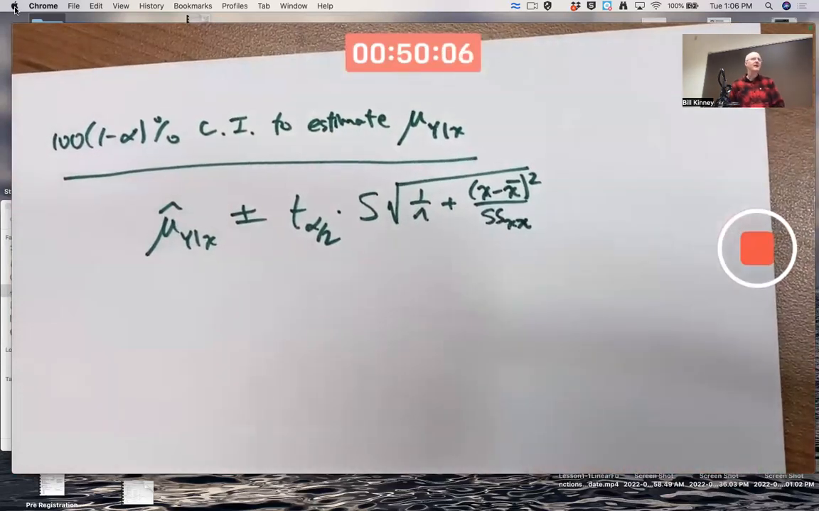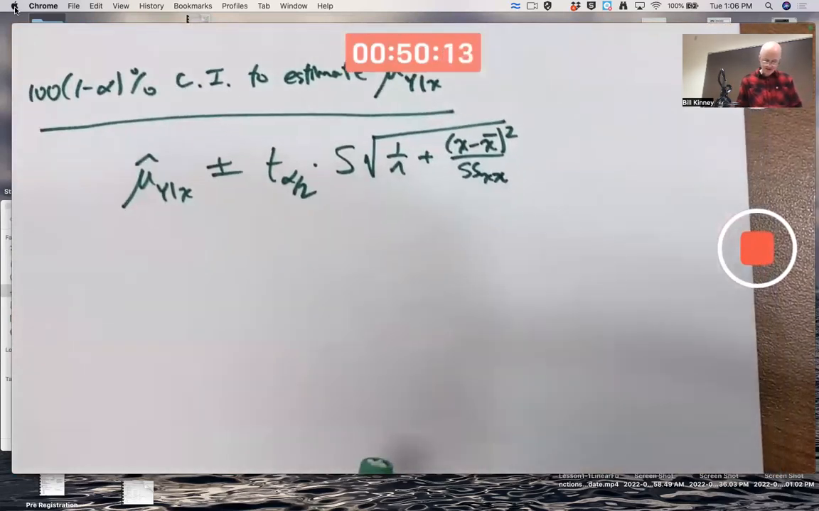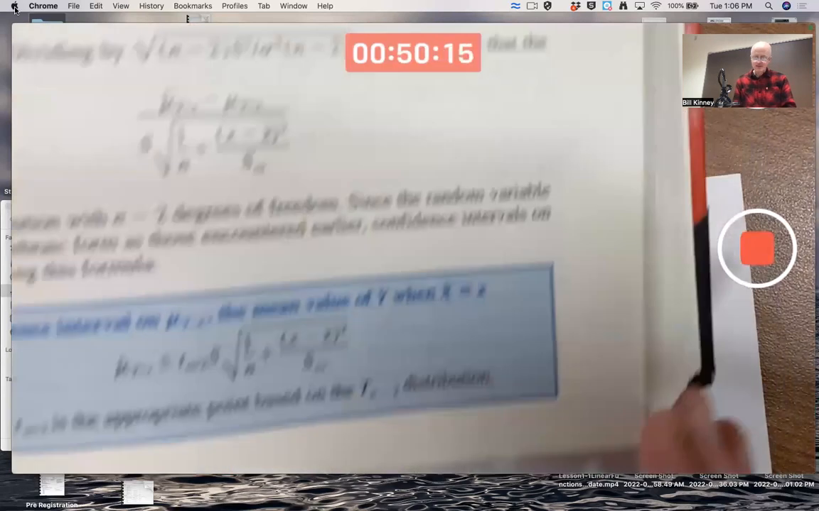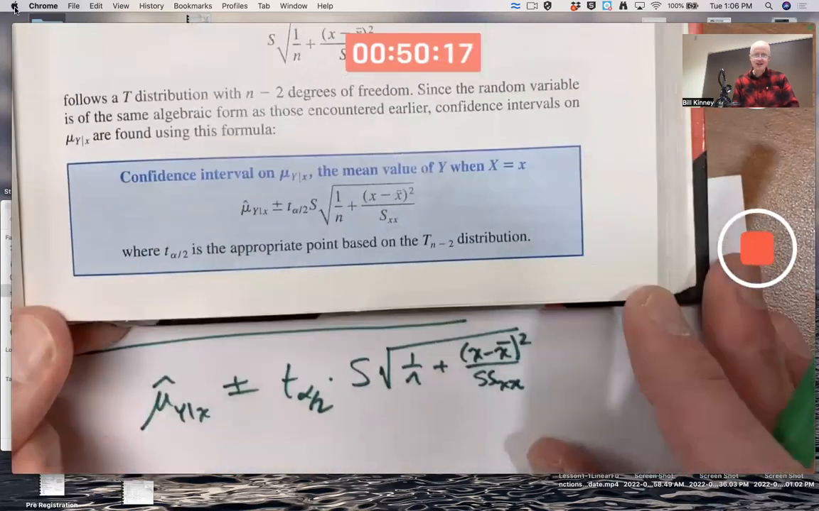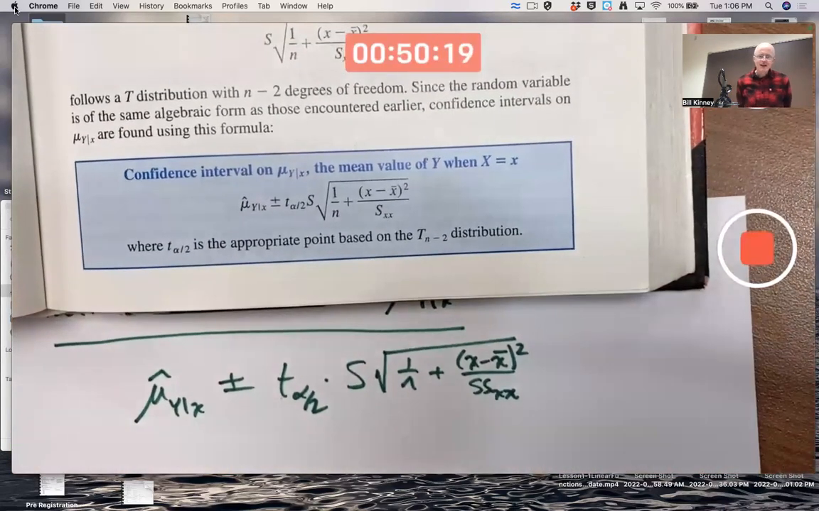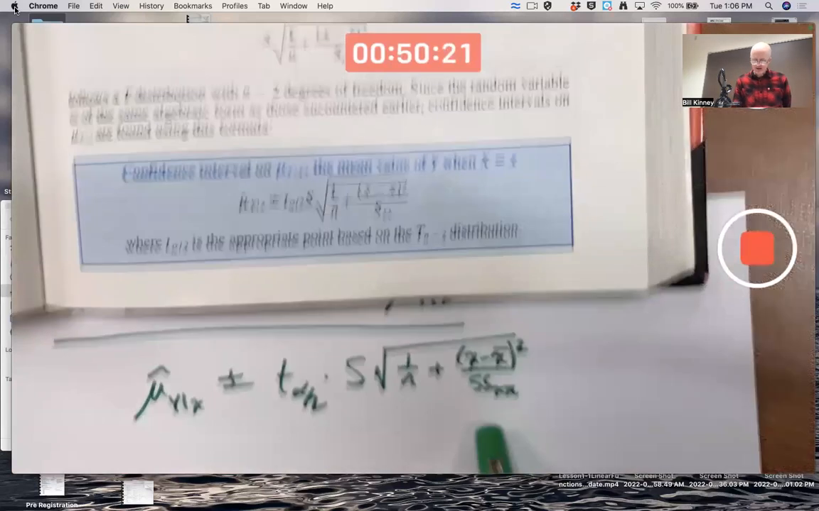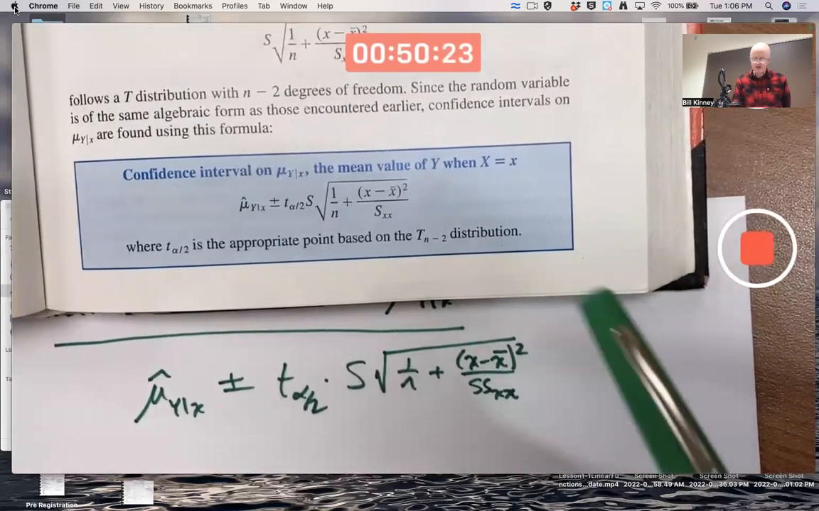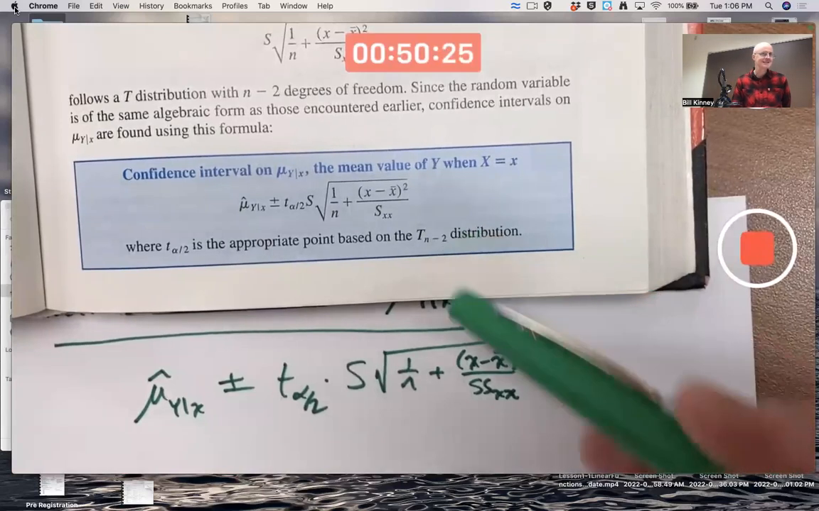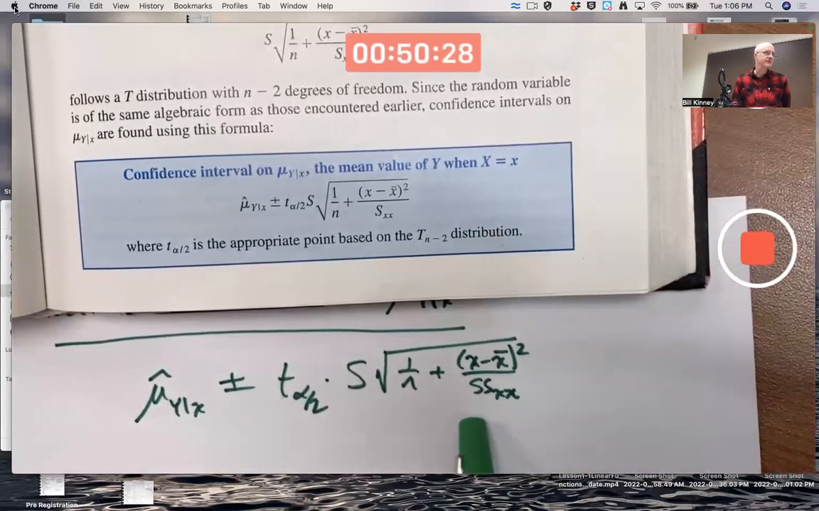I'm going from memory there. I didn't peek at the book. Taught this a fair amount. Let's look and see if I got it right. It's at the bottom of page 399. Yeah, it looks good. Again, I call it SSXX, whereas the book just labels it SXX. I want to remind myself it's a sum of squares.